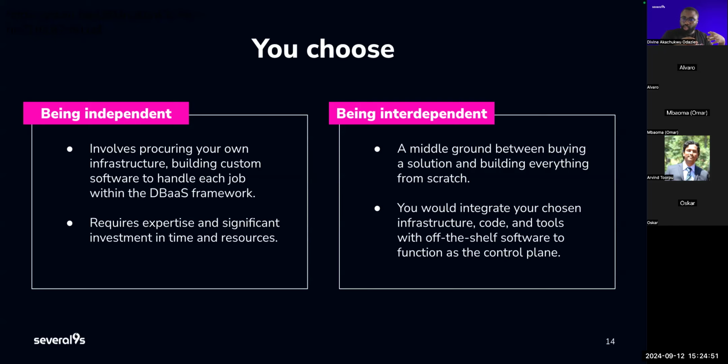Yes, so I'm seeing a question: a quick walkthrough of how I can use sovereign DBaaS in my current IT cluster. Okay, I will get to that. We see organizations implementing sovereign DBaaS on Kubernetes, deploying their databases on Kubernetes. Being interdependent in this way is like finding a middle ground between building everything from scratch and buying a solution. You would integrate your chosen infrastructure, whether on-prem or a varied infrastructure, with code and tools and software that function as the control plane to manage all these databases deployed across varied environments.